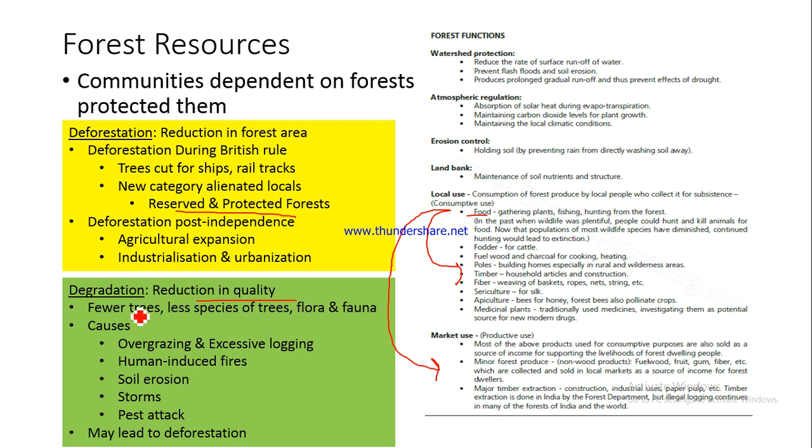The forest area is still the same. No more trees are being cut down. Cutting down the trees is deforestation. The trees are not being cut down, but the quality of the forest has reduced. Why? Because there are fewer trees now.